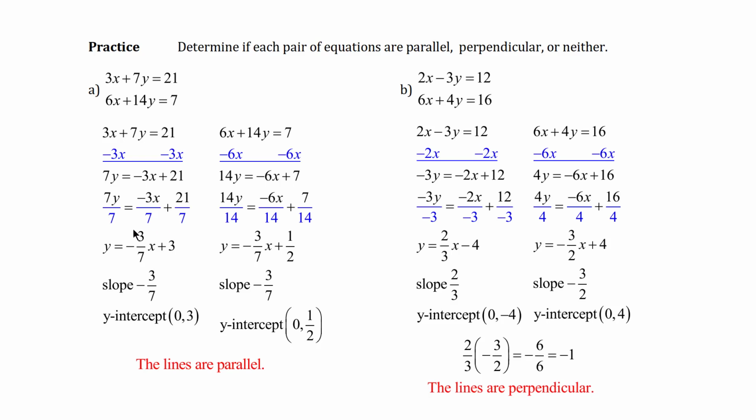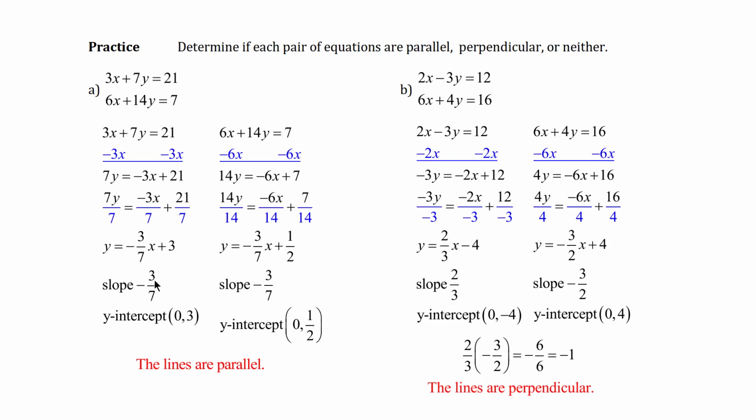From here, we get rid of the 7 in front of the y by dividing both sides by 7. So we get 7y divided by 7 equals negative 3x divided by 7 plus 21 divided by 7. From here, we go ahead and simplify the left-hand side. 7y divided by 7 is y. And on the right-hand side, negative 3x divided by 7 can be rewritten as negative 3 over 7x. Next, we have 21 divided by 7, which is 3. So the result is y equals negative 3 over 7x plus 3.